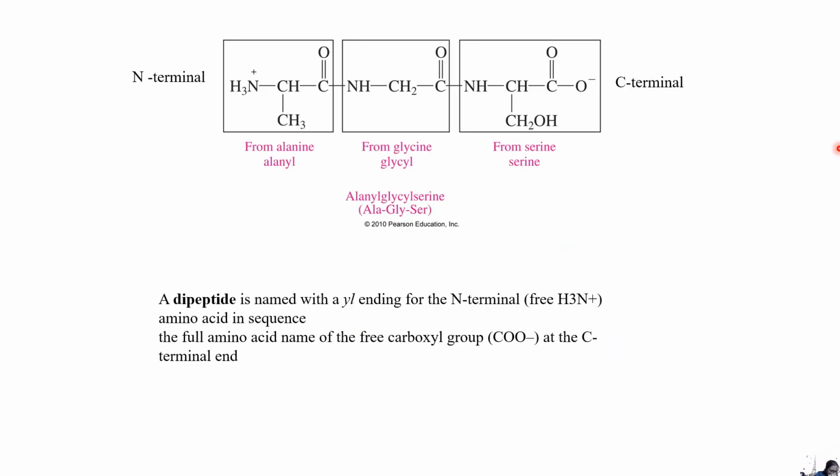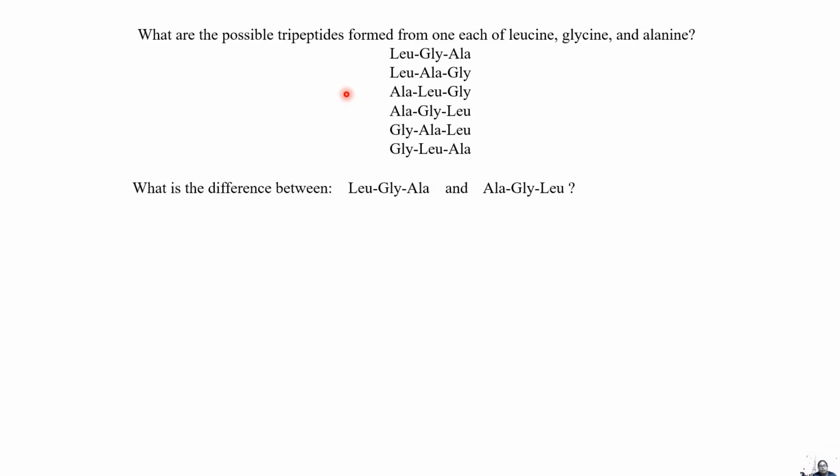Now a dipeptide is named with a -yl ending for the N terminus amino acid in sequence, and the full amino acid name for the one with the free carboxyl group at the C terminal. So if you can see, from alanine, alanyl, from glycine, glycyl, and from serine, serine only. So this is the structure of your peptide. We have alanine, glycine, and serine, these three, and we have one N terminus and one C terminus.